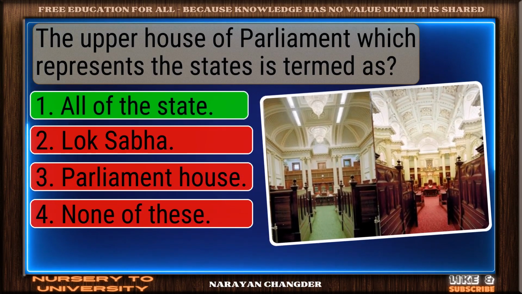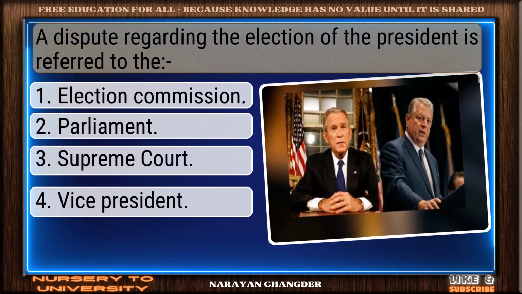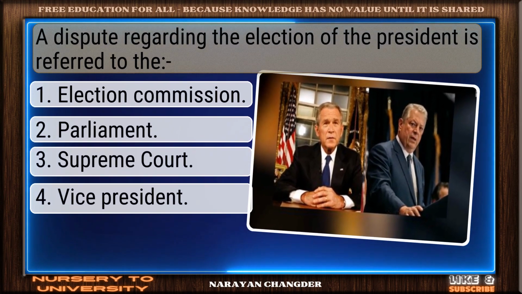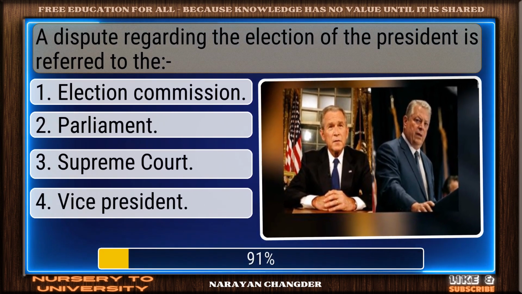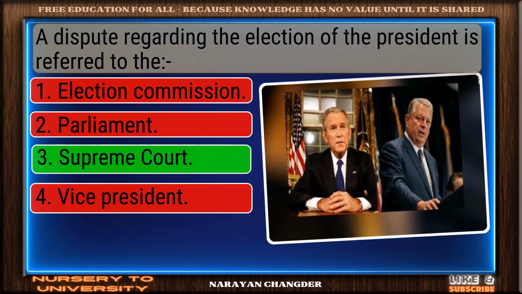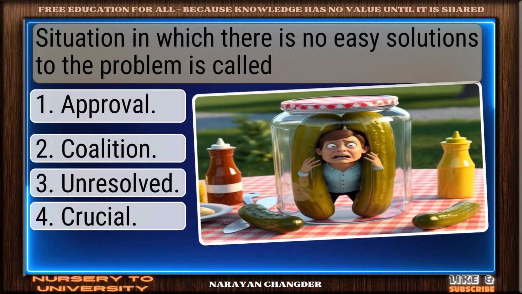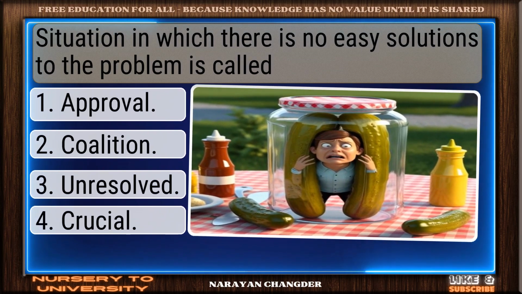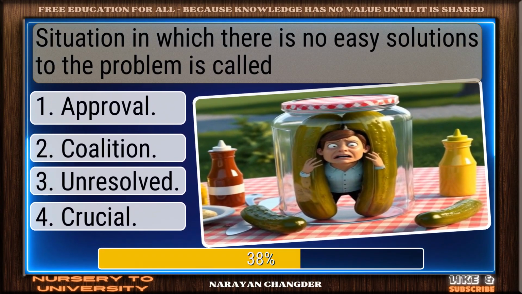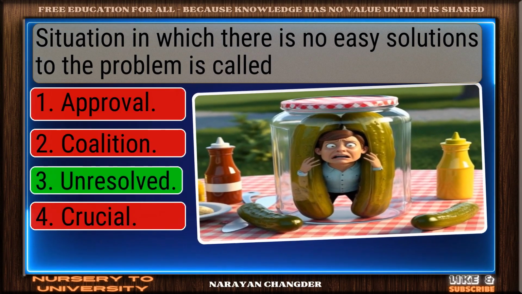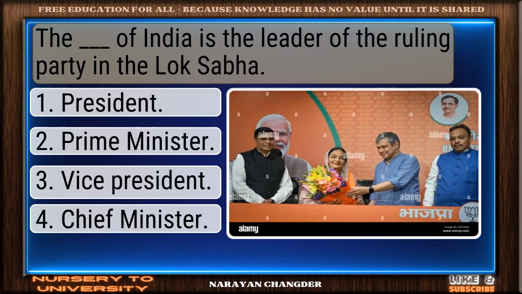Bravo. All of the state is the answer. Question number 58. A dispute regarding the election of the president is referred to the. Nice selection. Supreme Court is the correct and valid answer. Question number 59. Situation in which there is no easy solutions to the problem is called. Nice work. You chose unresolved and it is correct.